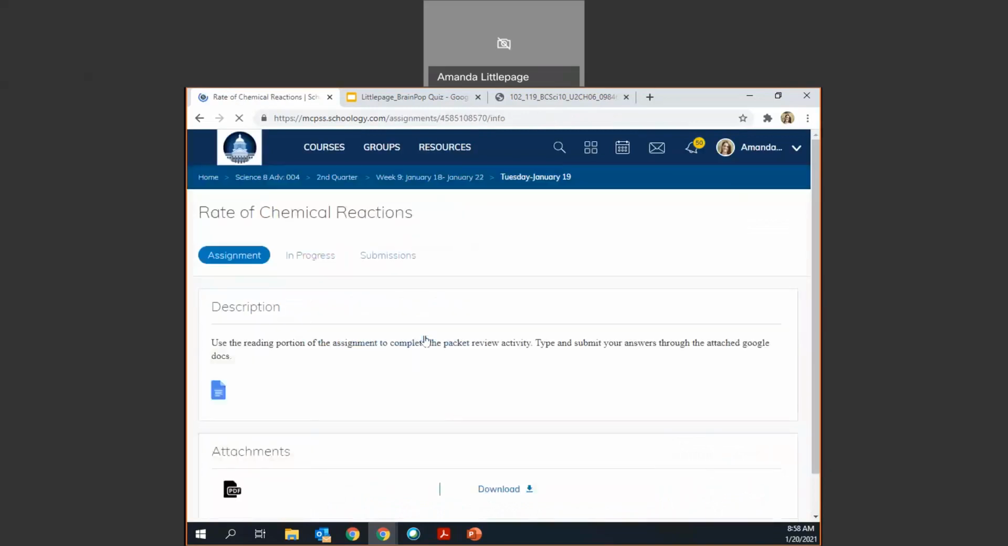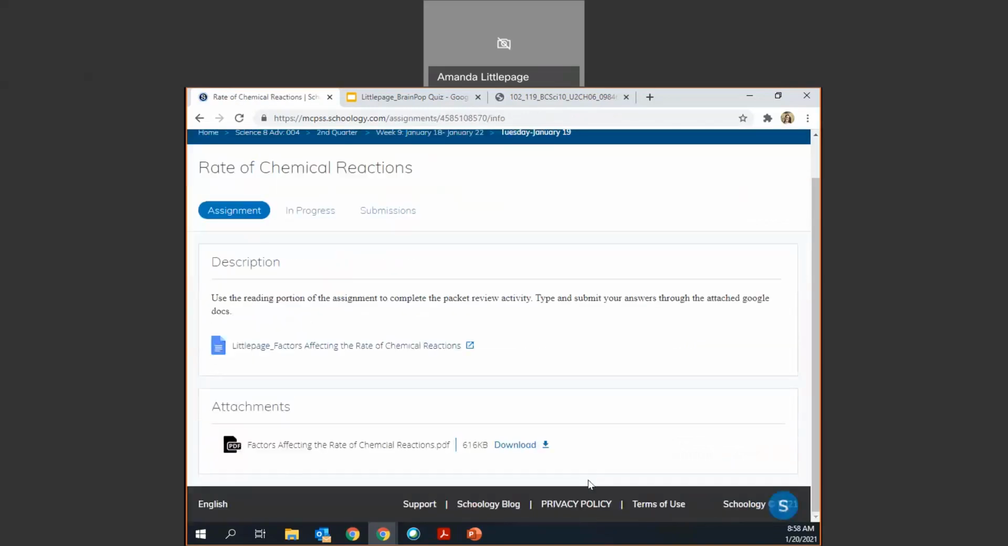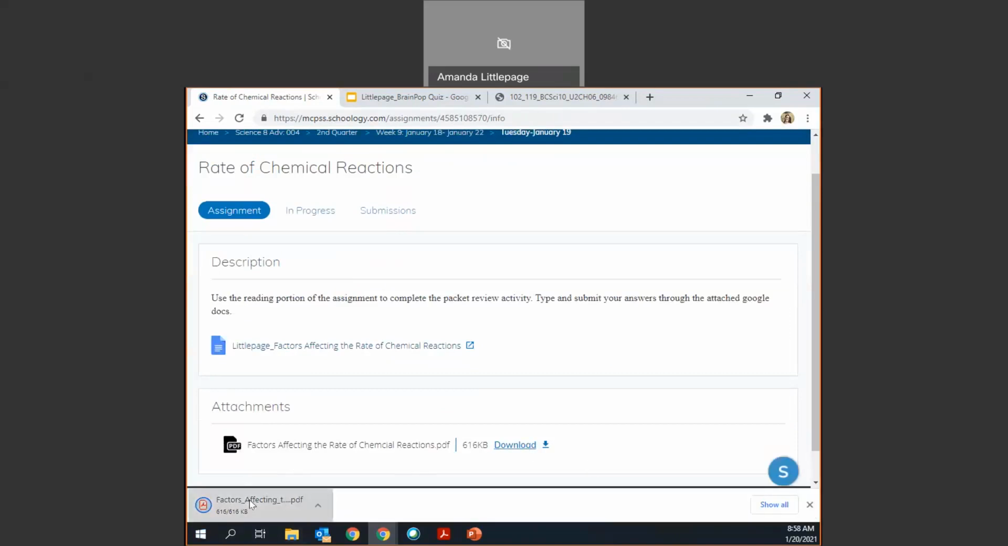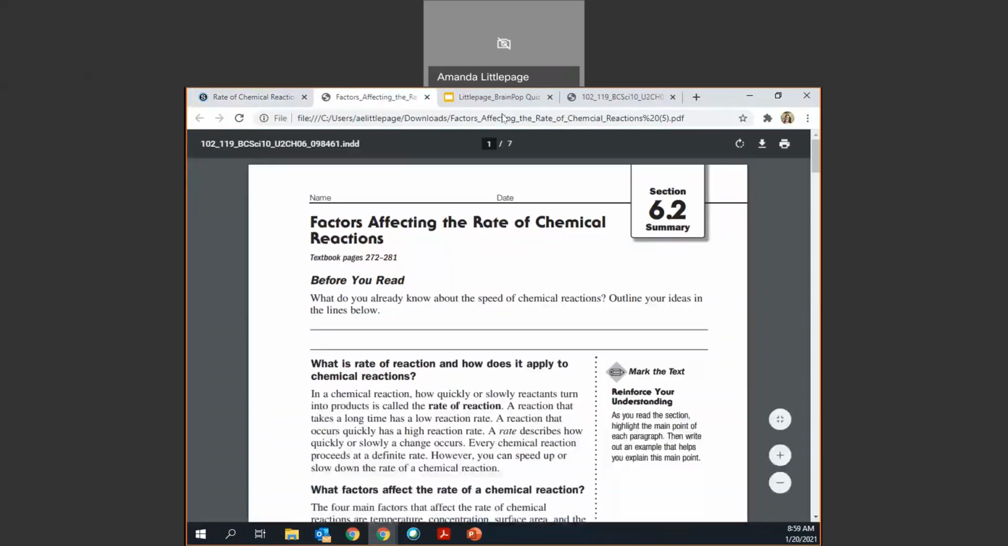Now, the next activity for you today is what we call rate of reaction. So this goes over factors that affect the rate of the reaction. Down here at the bottom, I have your PDF attachment. When you open up the PDF, when you click on it, it's going to open up into a document. The PDF has 2 pages of reading assignment, and then the rest of it is part of this lesson.